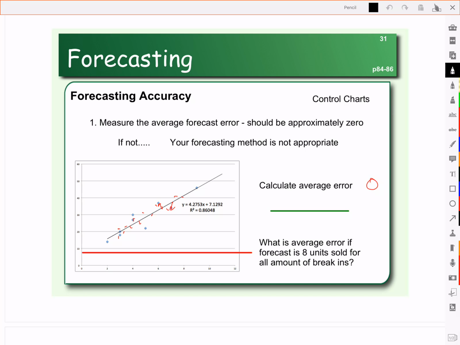If this was our forecast, see this line down here, and all the actuals are up here, then we know this is a terrible forecast because the average error is not 0. Because every single one of our actual points is above the forecast. Your forecast should be essentially half the time above and half the time below so that your average error is 0.